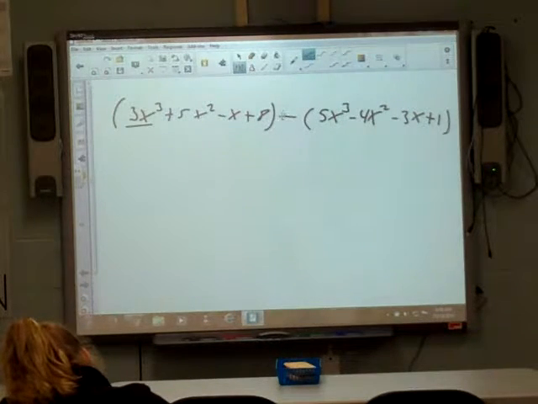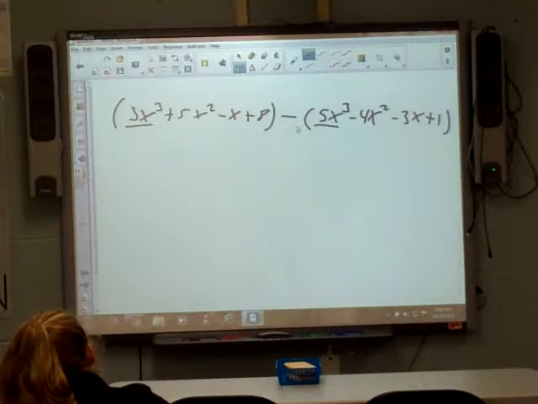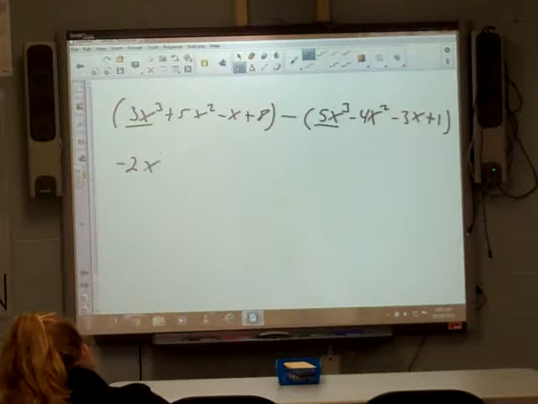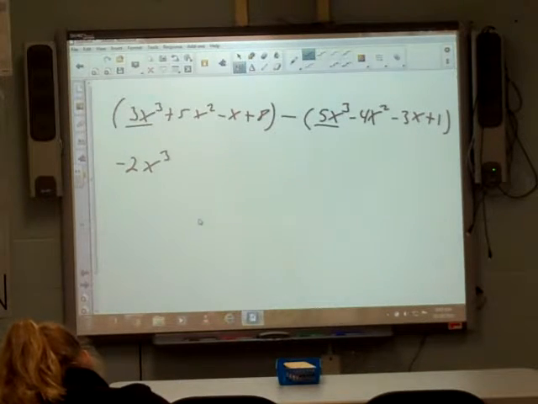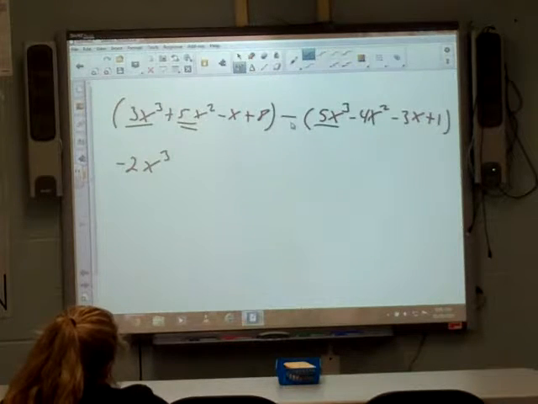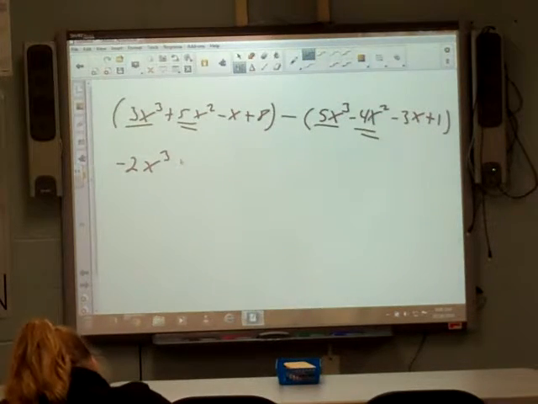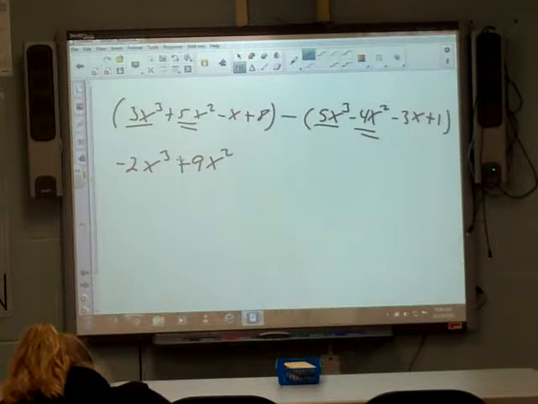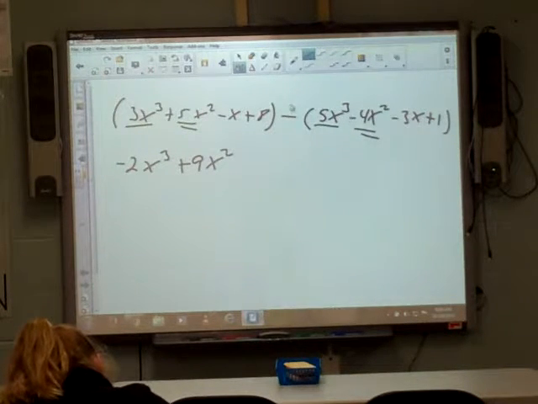3x cubed minus 5x cubed. So 3 of them minus 5 of them. Okay, now be careful here on your squareds. 5x squared minus negative 4x squared. Positive 9x squared. Y'all see that? 5 minus negative 4. So you have to do the minus and the sign in front of it.